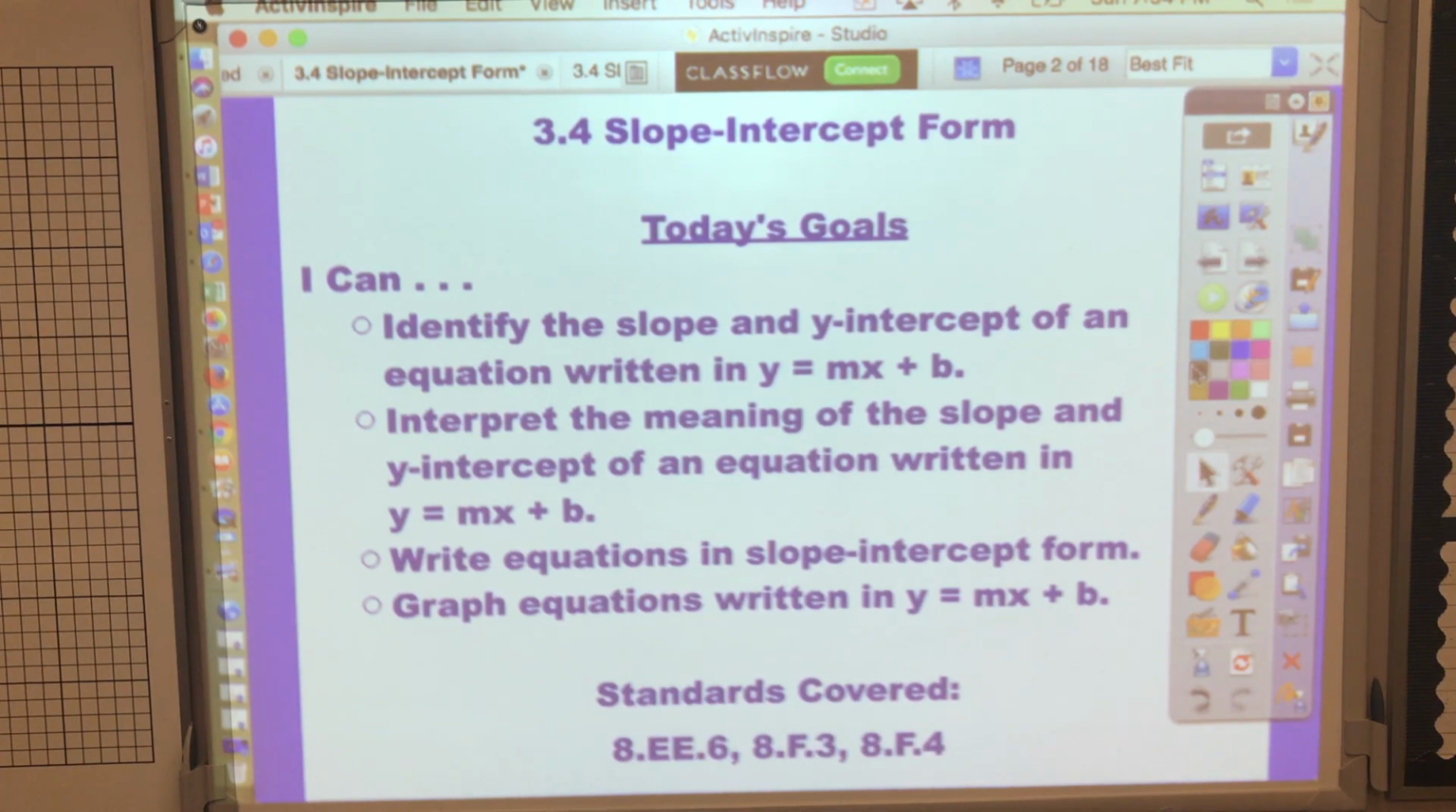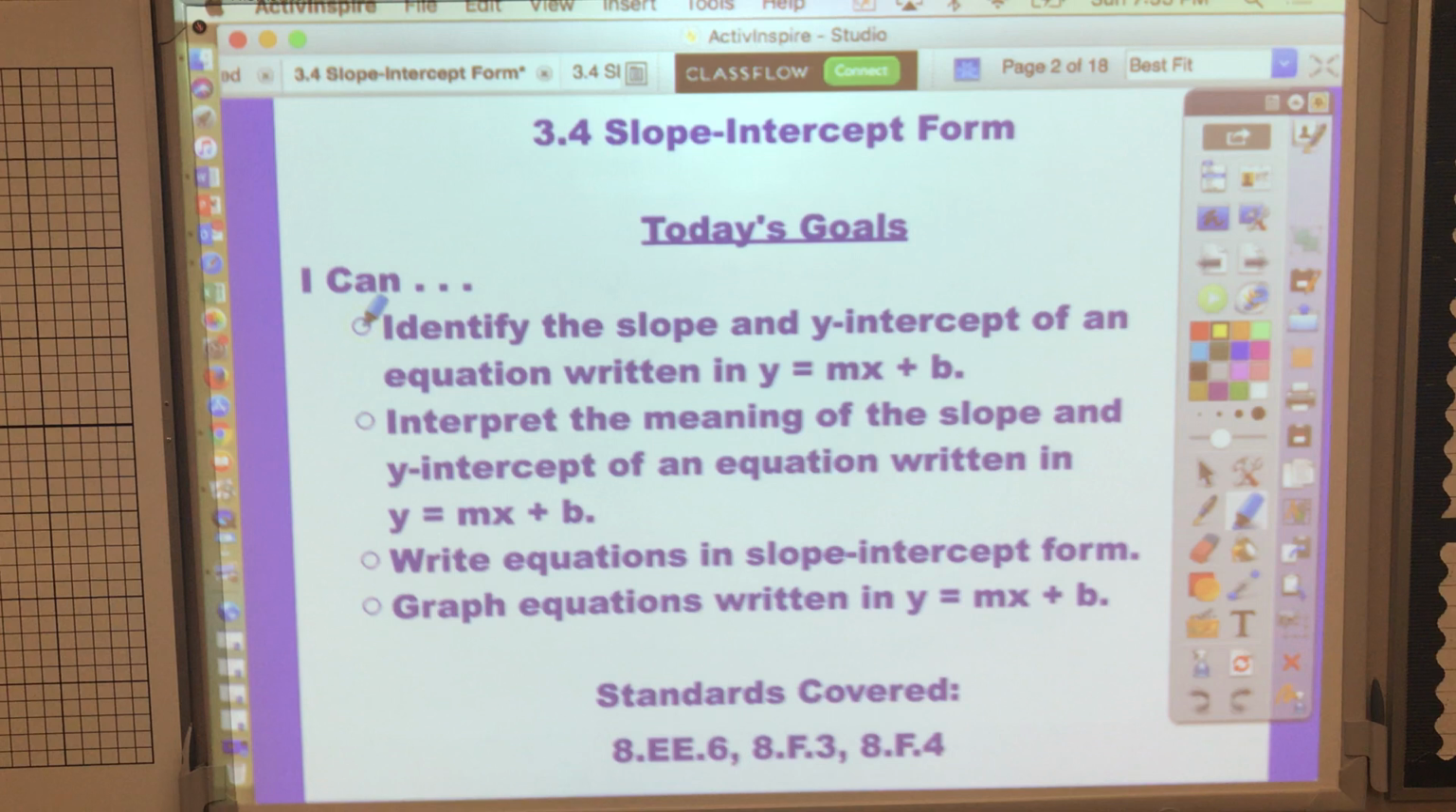Today we will begin learning lesson 3.4 on slope-intercept form. Our goals today are going to be identifying the slope and y-intercept of an equation written in y equals mx plus b. That is our major focus today. We will also be writing equations in slope-intercept form when we're given needed information.